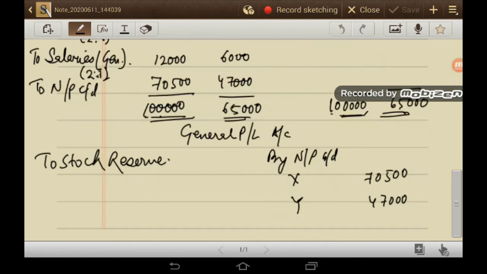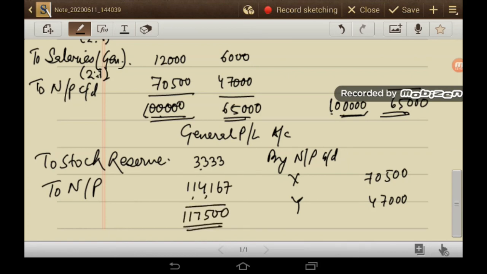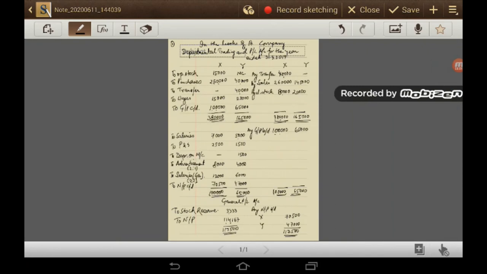So the value of the closing stock reserve is rupees 3,333. Now I put the value of stock reserve, 3,333, from the working to net profit. So this is the overall general net profit of the company. This will be 1,14,167. And this is the total departmental trading and profit and loss account in one screen.